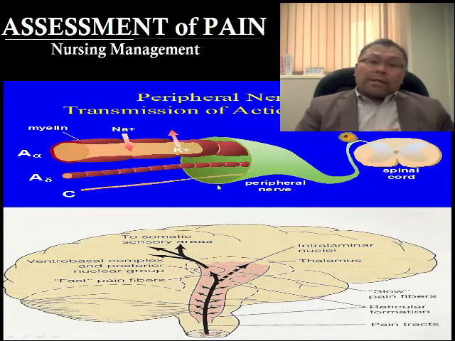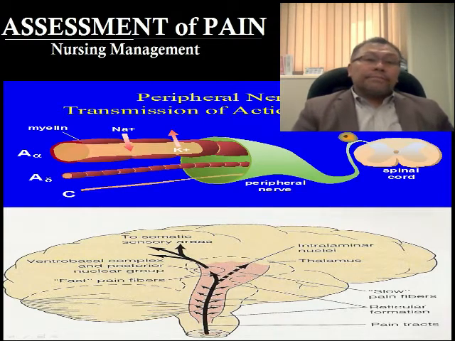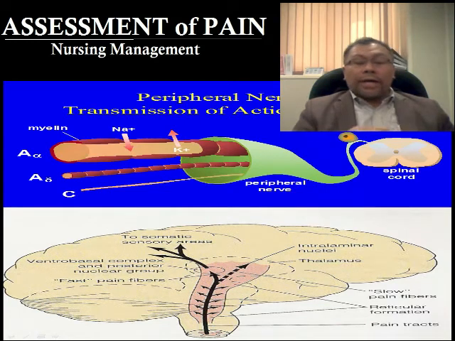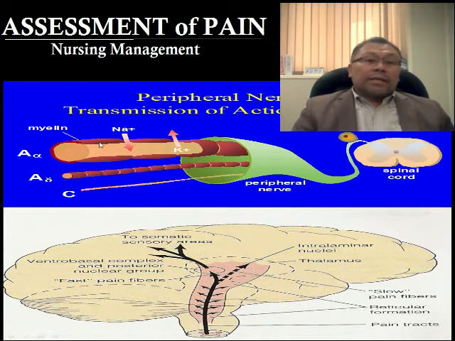We have the peripheral nerves transmission of action potential. If you have studied anatomy and physiology, go back to the nervous system. We have the myelin sheaths, and then we have the chemical receptors. Now we have the Na plus or sodium, we have the A delta, and then we have the C fibers, and then down the peripheral nerve going to the spinal cord. Try to familiarize yourself with the anatomic structure of the brain.